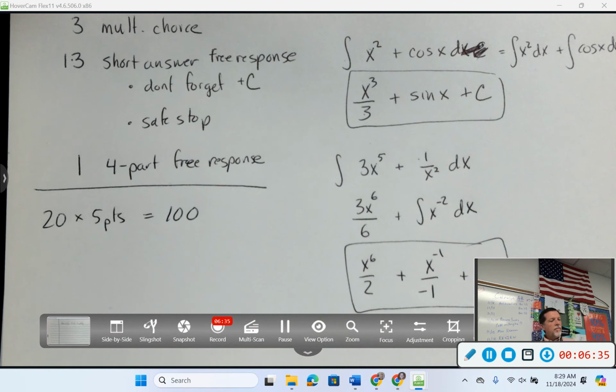Wait, what do you think? It's always at my expense. Each 4 parts, each 4 parts, each 5. So the free response is 20. So that's why FRQ people is 11.5.